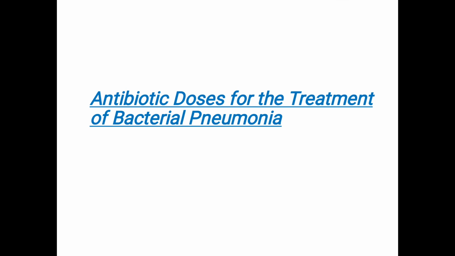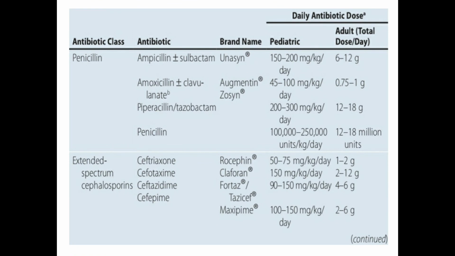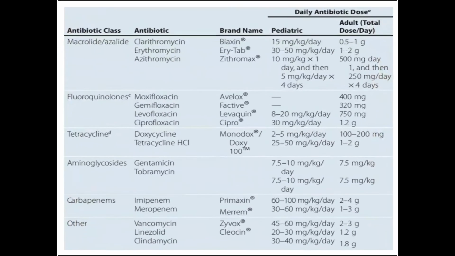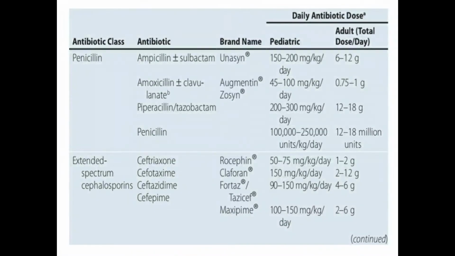Coming to the antibiotic doses for the treatment of bacterial pneumonia. These are the common antibiotics which are used in the management of bacterial pneumonia. So antibiotics such as penicillins, extended spectrum cephalosporins, macrolide or azalide, fluoroquinolones, tetracycline, aminoglycosides, carbapenems and other antibiotics are also used. Penicillins such as ampicillin plus or sulbactam, amoxicillin plus or clavulanate, piperacillin or tazobactam and penicillin are used for pediatric as well as adult patients.